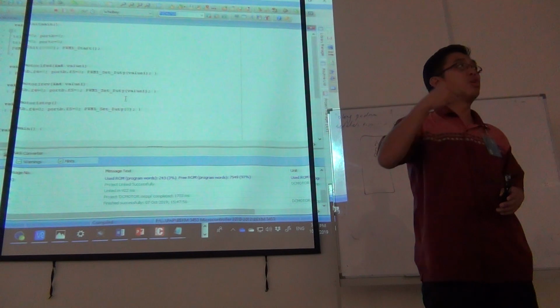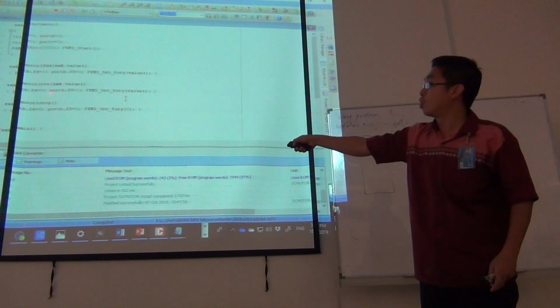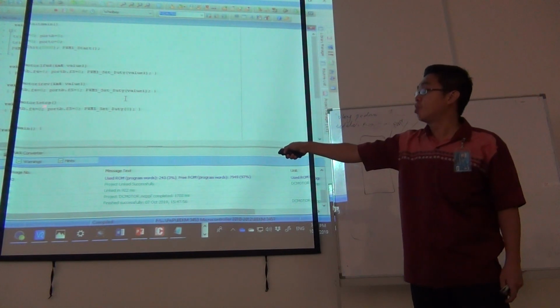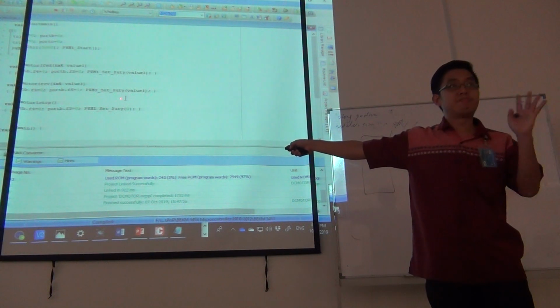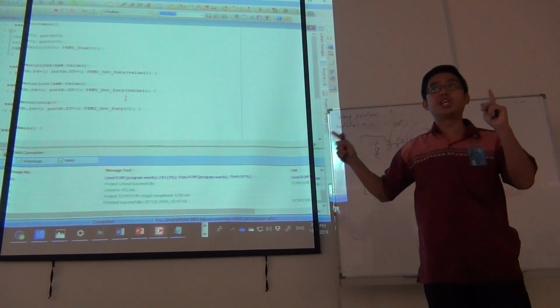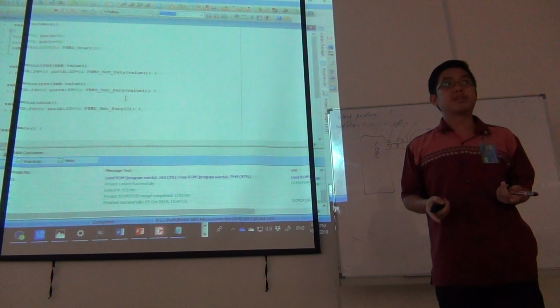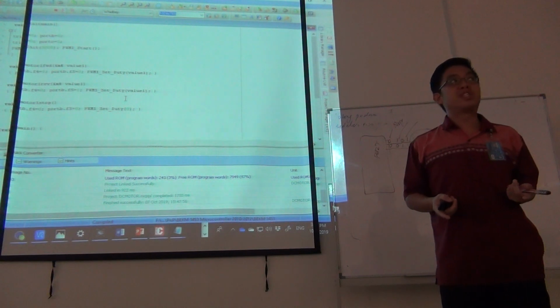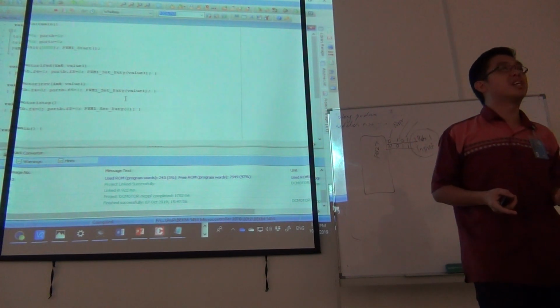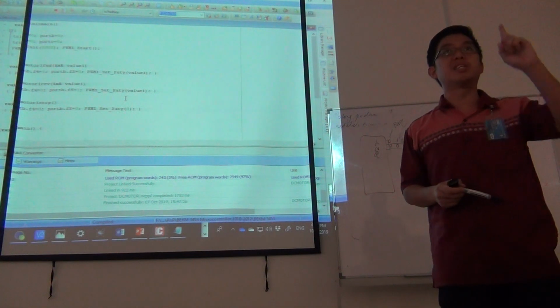1 0, 0 1. If you trigger 0 0, it's not moving, right? If you trigger 1 1, it's going to stall. So this is how you run a DC motor with a single driver.